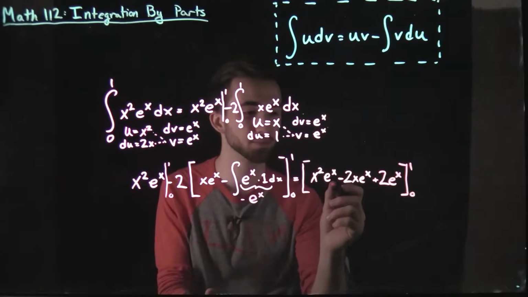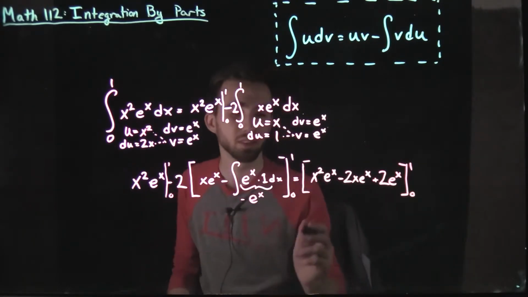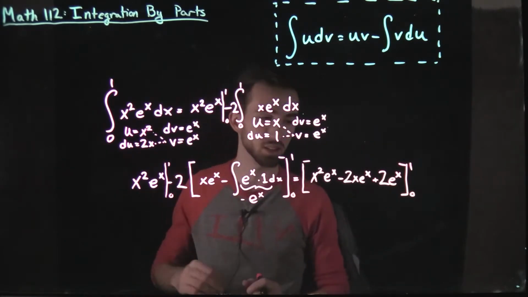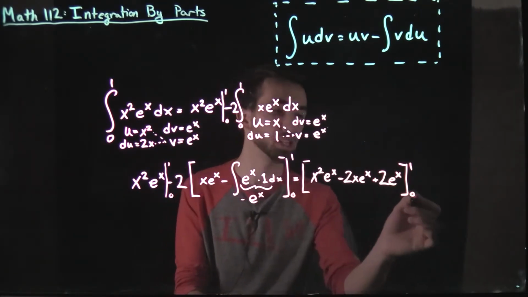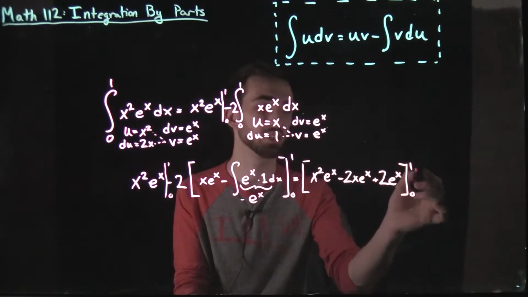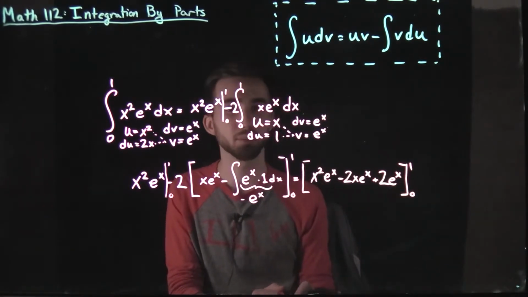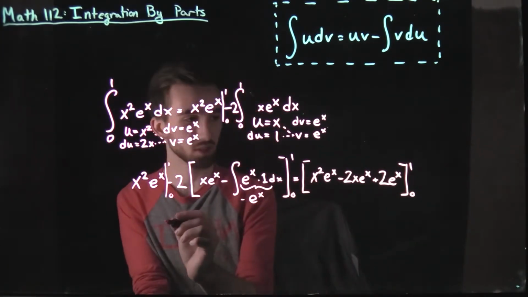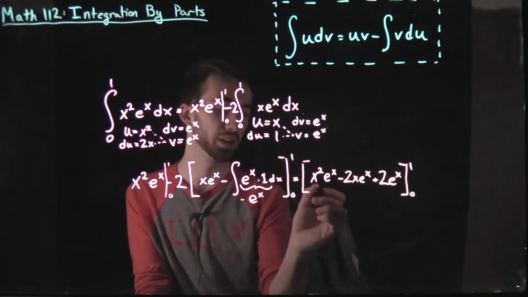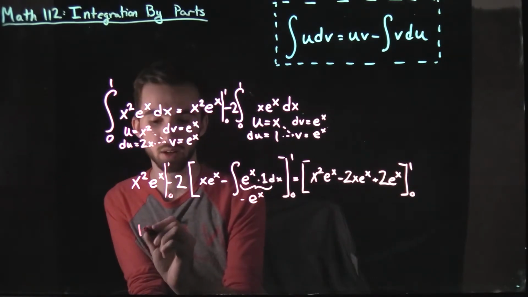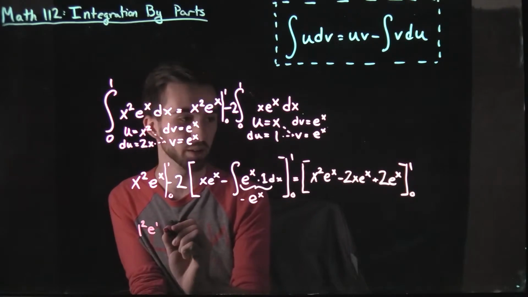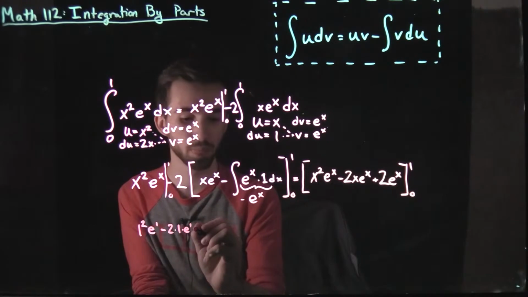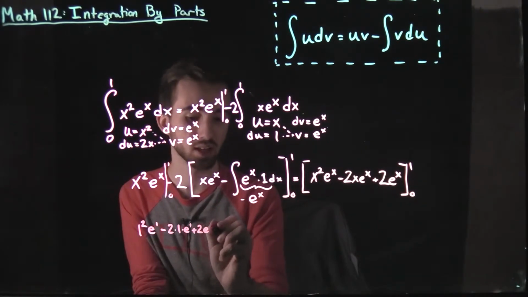So here's our integral. This is our indefinite integral. There would be a plus c, but since we're doing a definite version, we can leave out the plus c. And now to do the actual definite part, we plug in the values of the limits at both endpoints and just subtract them, just as if it was a normal definite integral. So we're going to take 1 squared e to the 1 minus 2 times 1 times e to the 1 plus 2 times e to the 1.